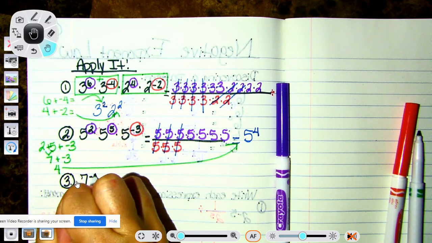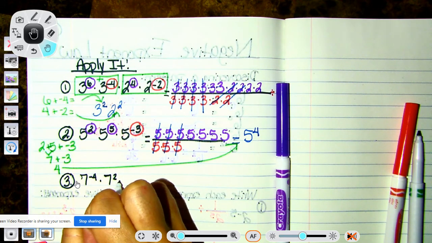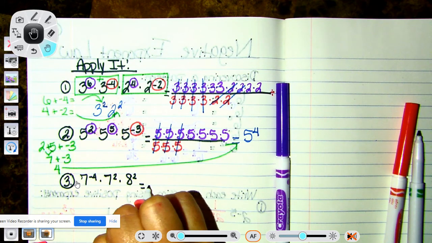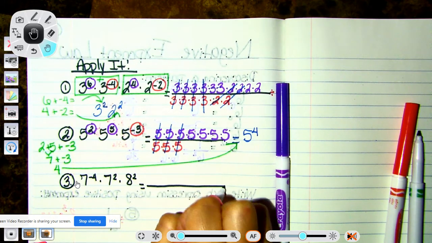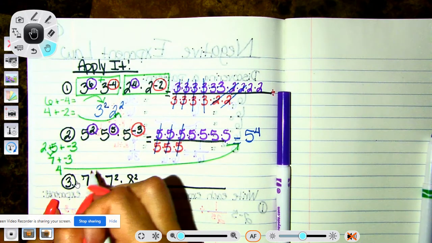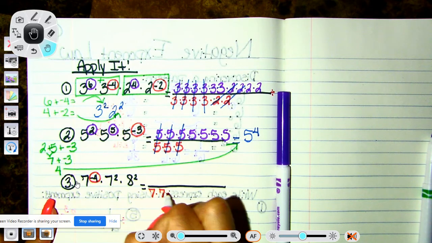7 to the negative fourth times 7 to the second times 8 to the second. I saw a negative, so I know I'm going to need to be dividing some way, somehow. Okay, so the first one is we have negative 4. That means I'm going to divide by 7 4 times.